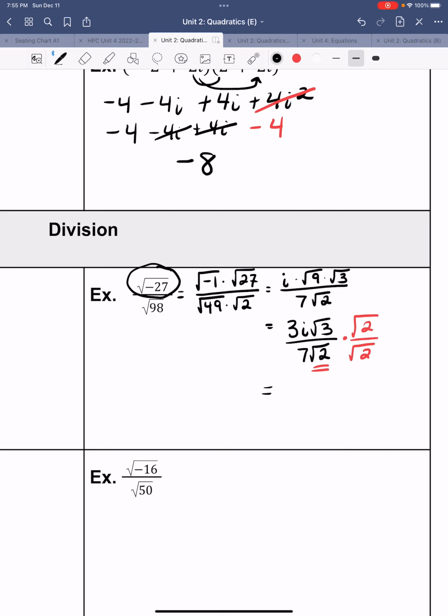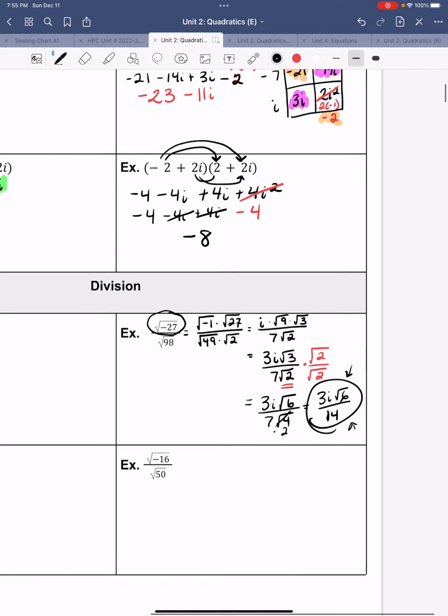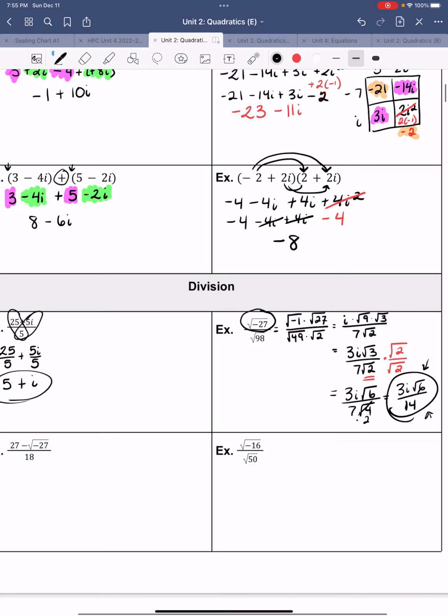That's going to give me 3i root 6 all over 7 root 4. Since the square root of 4 is 2, we get 3i root 6 all over 14. We're not going to do a ton with this right now, as we're going to spend a lot of time with this as we move forward into our radicals unit in a little bit.